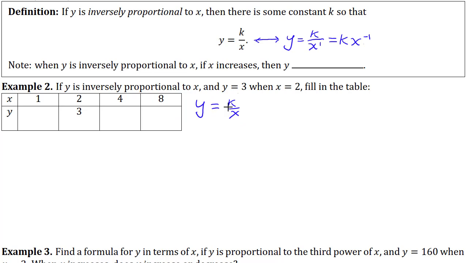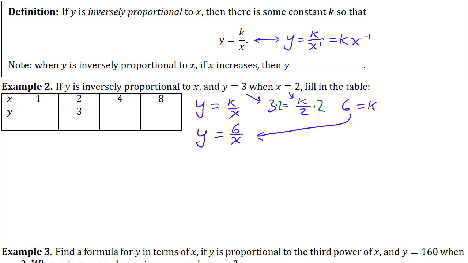So just like before, we've got to figure it out by plugging in y equals 3 and x equals 2 into it, which gives you an equation you can solve by multiplying both sides by 2 to cancel out that division. That will give you 6 equals k. So that means k is 6. So we could write the equation here as y equals 6 over x. That is really the equation that we can now use to fill in the rest of this table.